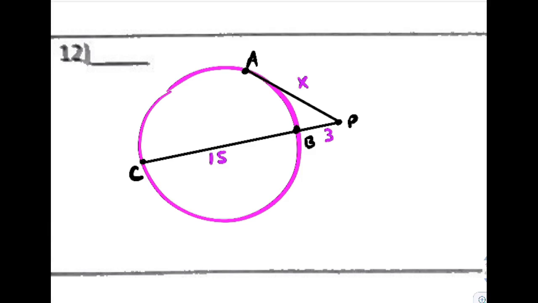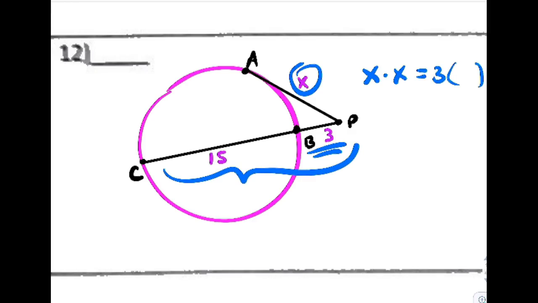Same piece of paper in the packet, we go to number 12 on page 13. It tells you that AP is x, so you're looking for PA, so you put an x there. It tells you that PB is 3 and BC is 16. So it's the outside part times itself equals the outside part times the whole thing, not just 15, the whole thing. So I have x squared equals 18 times 3.